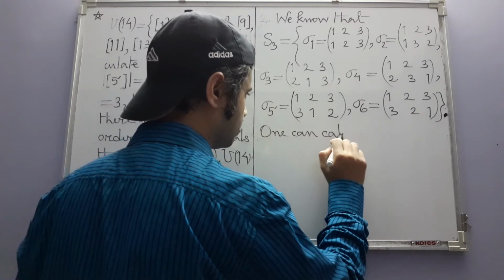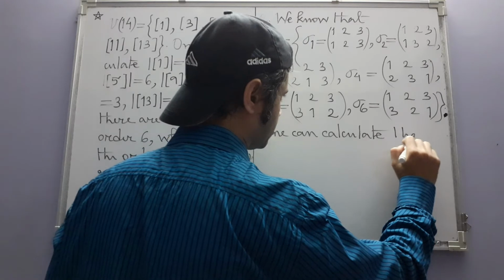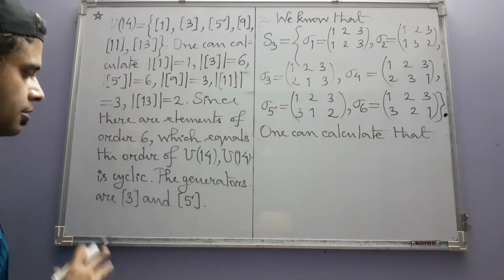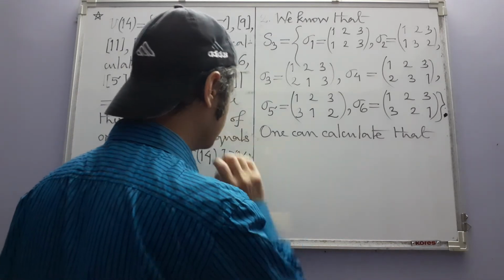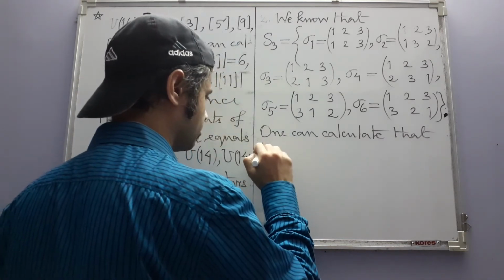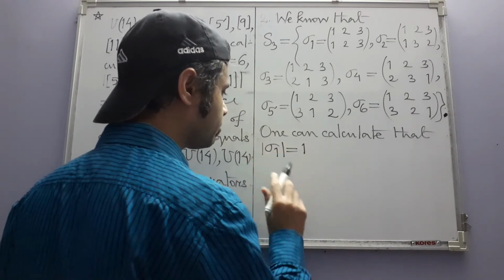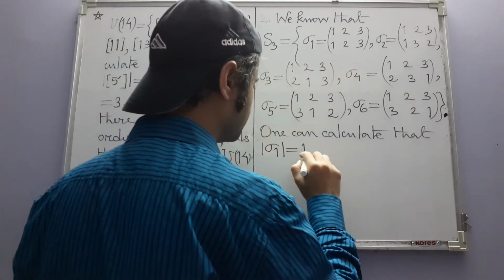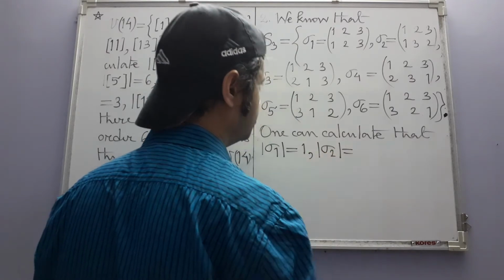One can calculate that. Now in this case, the calculation I already said is easier than these calculations. You will see why. The order of sigma 1 first of all is 1, because that is the identity element. Then the order of sigma 2.